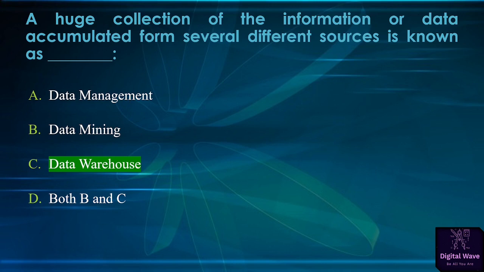So, why this data warehouse? Because it's a huge collection of different types of data and information collected from many different sources and stored in one place, which is called a data warehouse. It works just like a standard warehouse, which is generally a holding area or building to store different types of goods in huge quantities until they are further distributed. Therefore, the correct answer is data warehouse.